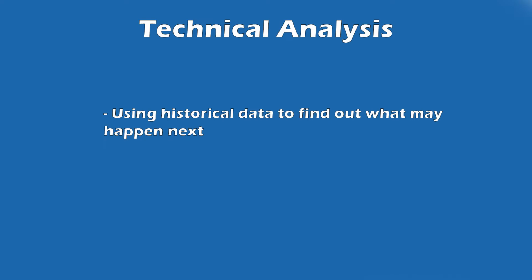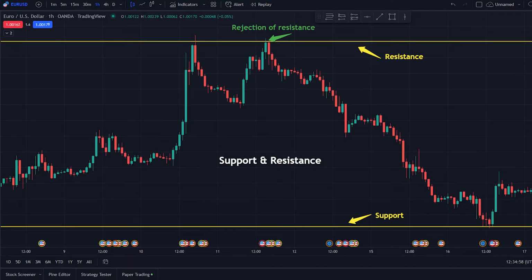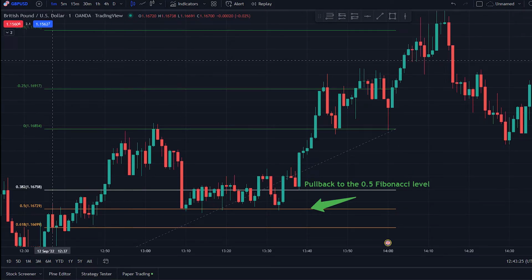The last, but in my opinion the biggest of them all, is technical analysis. With technical analysis we use price charts to study what price has done recently and historically to find out what price might do next. The way this works is that we use patterns and indicators to find setups that tend to repeat themselves over and over. For example, when using what's called support and resistance, if price rejects off the resistance level, it usually goes down to support again. Or if price pulls back to the 0.5 Fibonacci level and then starts to go back up, it's usually a sign that price will continue upwards.